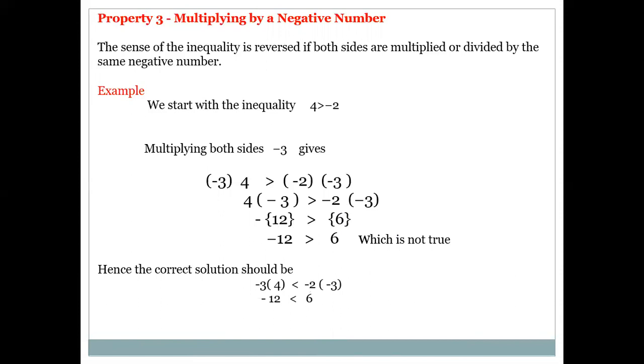If we change the sign of inequality into the less than sign, then minus 12 is less than 6. So if we don't change the sign of inequality, the given sentence will be a false sentence, which is not required. We require a true sentence. So how can we make it true? If we change the sign of inequality into the less than sign. Maybe this will be helpful for you.